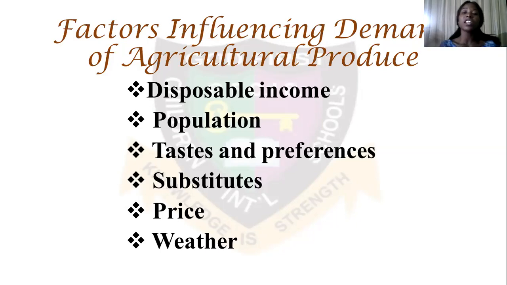Another factor is population. As population increases, demand also increases. Now, taste and preferences. When an individual's taste changes, there will be more demand for that particular commodity that he now prefers over the other one. Take for example, there are various varieties of beans in the market. Maybe an individual suddenly got to know about a new variety. He might just stop buying the old one he used to buy and start buying the new variety he just discovered.